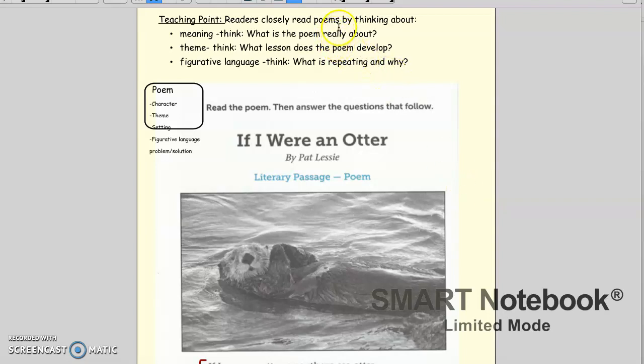Remember that readers closely read poems by thinking, what is the poem really about? By thinking, what lesson does the poem develop? And by paying attention to figurative language and thinking, what is repeating and why?